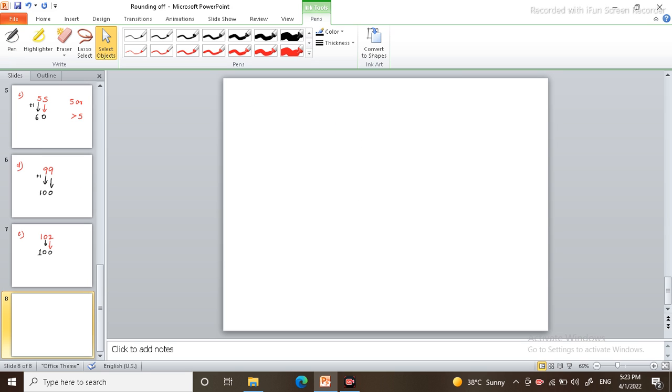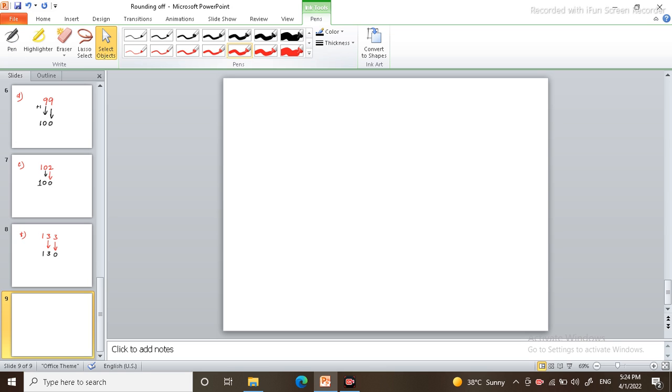One more example. 133. Okay, in ones place it is less than 4, right? So this will become 0 and this will remain as it is. In tens place it will remain as it is, so the answer will be 130. I hope this is clear.